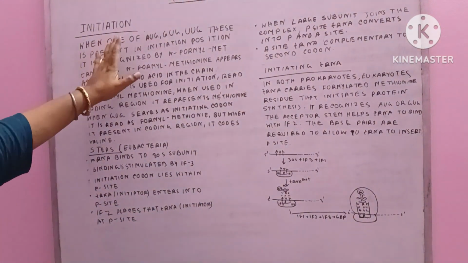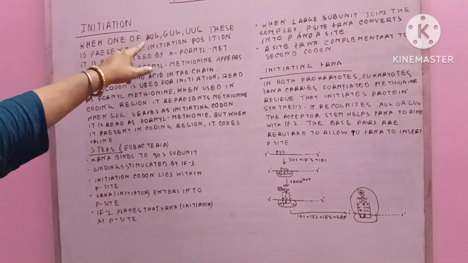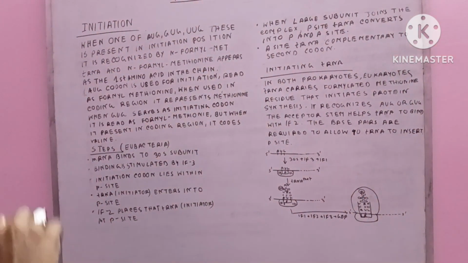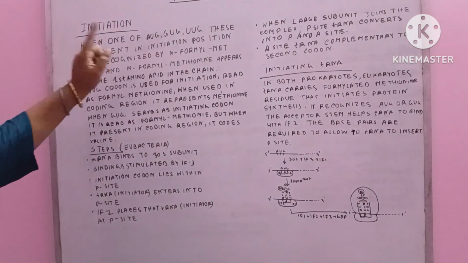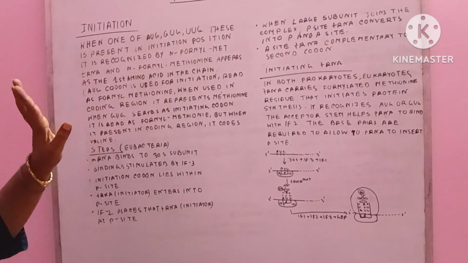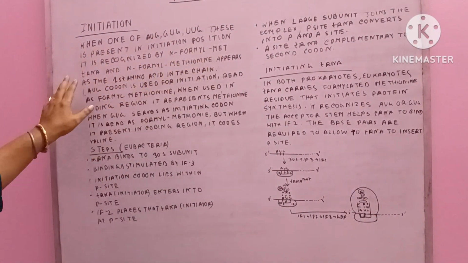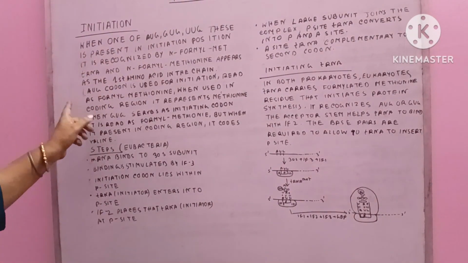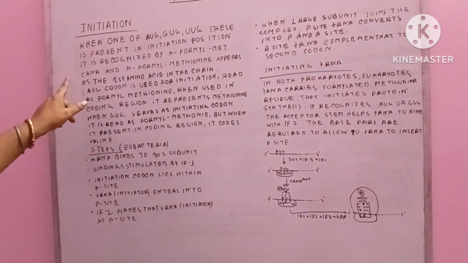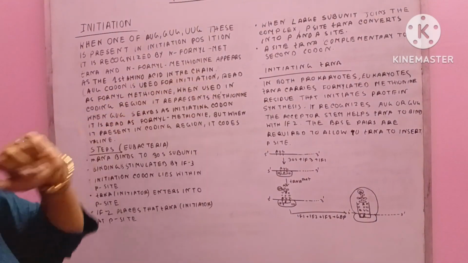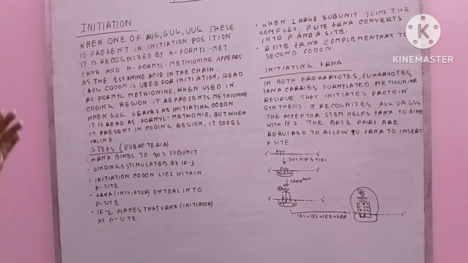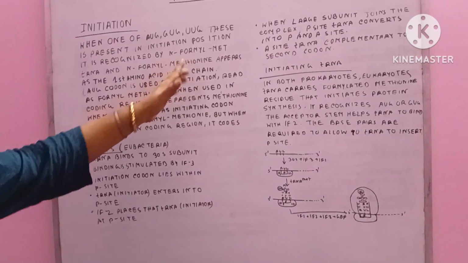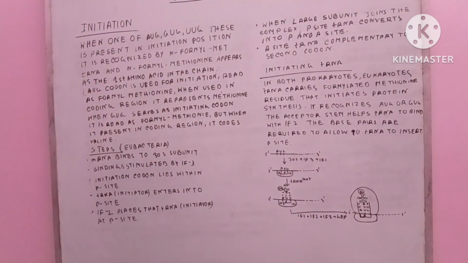One thing is also written here: AUG, GUG and UUG are the start codons, or you can say the initiation codons. Any one of them is recognized by the N-formyl methionine tRNA, and N-formyl methionine appears as the first amino acid in the chain. After identifying any one of the start codons, N-formyl methionine appears as the first amino acid to bind with it.